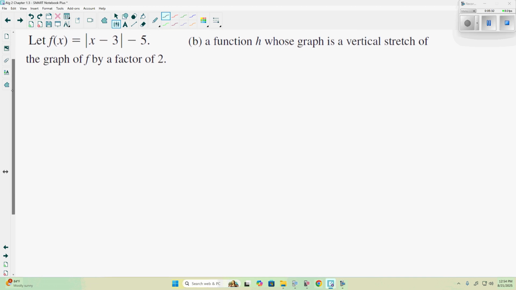So let's look at vertical stretch first. So we want to write a function h of x, whose graph is a vertical stretch of the graph of f by a factor of 2.